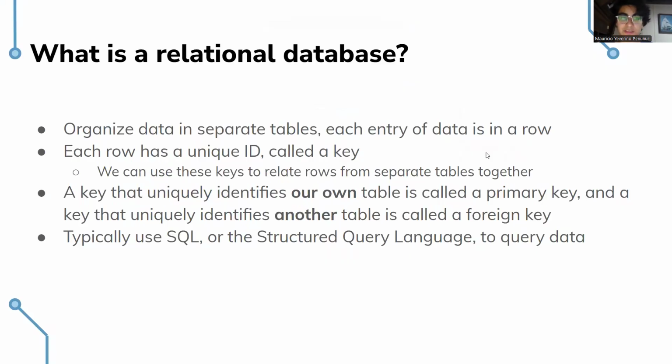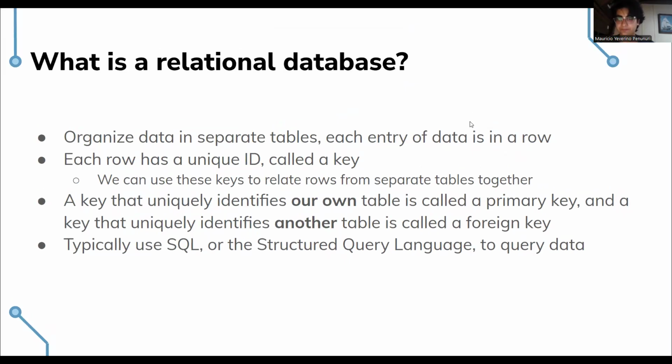But yeah, relational databases organize data in different tables. Each entry of data is basically in a row, and this row has to have a unique ID called a key, which we can use to relate rows in separate tables together. So a key that uniquely identifies our own table is called our primary key, and a key that uniquely identifies another table is going to be called a foreign key. I think we have an example very close here.